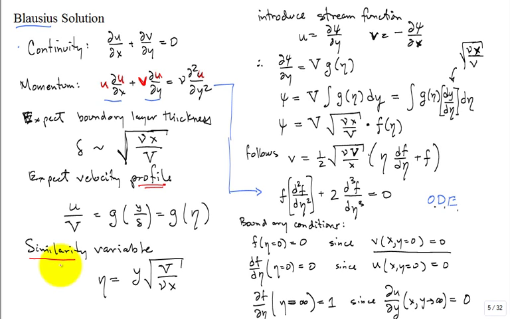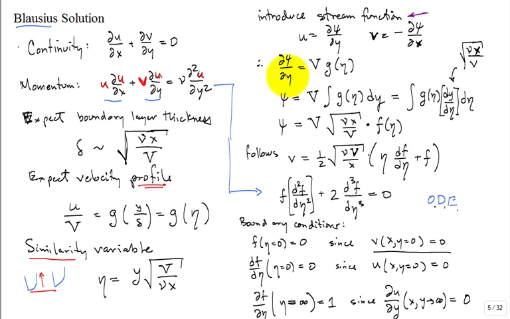And so this similarity variable is eta. It's the distance y from the plate out into the fluid divided by the square root of nu x over V. Okay. So basically, early on in the plate, you have a very sharp profile. Later, it's a thicker profile. But if you just stretched or compressed them in the Y, they would be similar. They'd lay on top of each other. They have the same general shape. Well, introduce the stream function, which is good in two dimensions. And if you find the stream function, it satisfies the continuity equation.